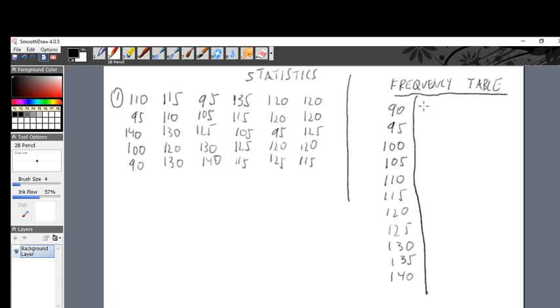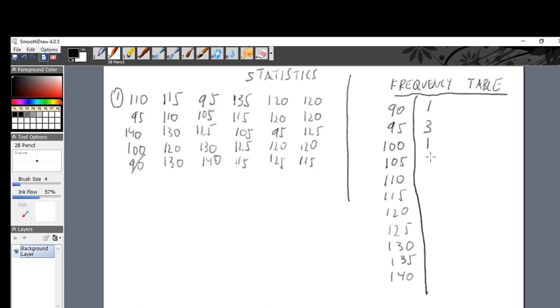Right next door, you write the amount of times 90 shows up. So you count the 90s in here. Count the 90s. There is only one 90. You count up the 95s. There are 3. That's how frequent 95 comes up. 100 is only 1. You can cross them out if you want. As you go, you can cross them out. It might be easier. Let's say we finished with the 90s, you would cross it out. I don't have to, but I'm just giving you a suggestion of how to keep track.